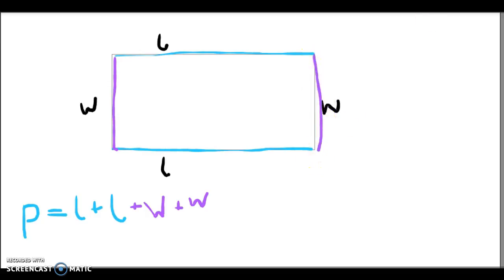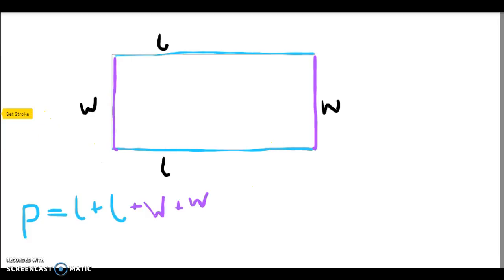Now you can find the perimeter of any shape you want, as long as you have the distances, the lengths of the sides. But when we're talking about a shape like a rectangle or a square, there are other ways that you can write this formula. Because in a rectangle, these two lengths are going to be the same number.